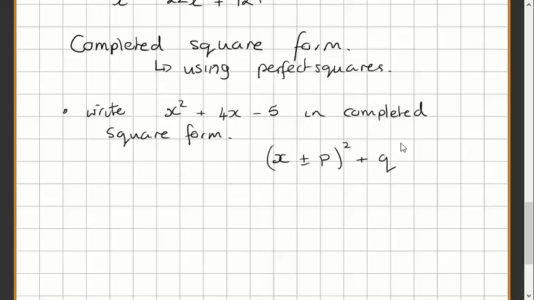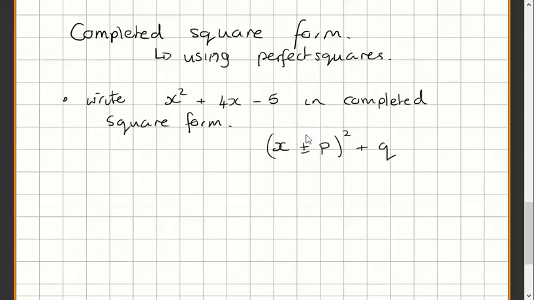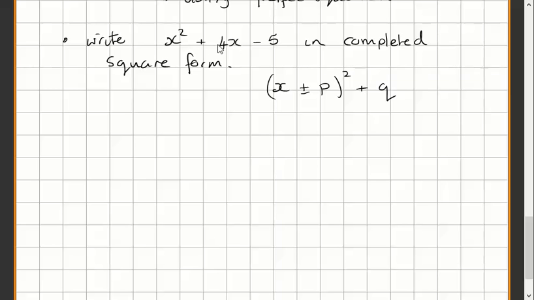Just plus q. So we have this bit, what you're used to seeing, the completed perfect square, but we also have a plus q on the end. Okay? So we've got to try and get from this to this. Now this is the way we do it. So x squared plus 4x minus 5 is not a perfect square.